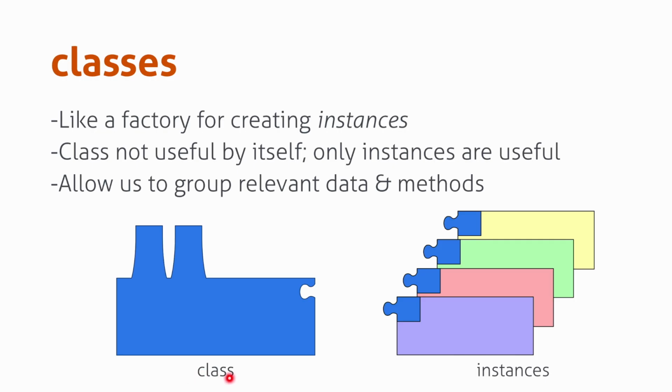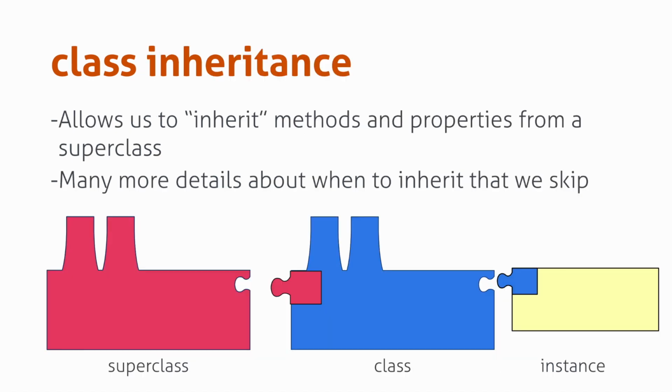Remember that classes are like factories for creating instances. They allow us to group relevant data and methods. Class inheritance allows us to inherit methods and properties from a superclass. There are many details about when we should or shouldn't use class inheritance that I'm not going to really go into in this video. I'm just going to give you an idea of how it works.